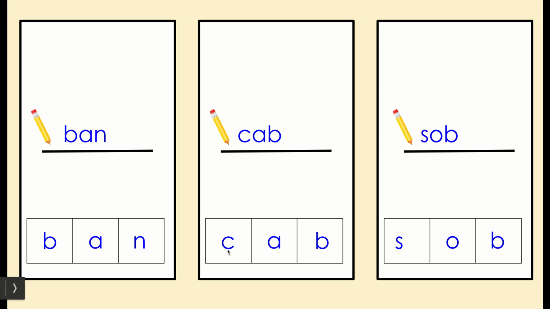The next word was cab. C-A-B. Cab has our sound B at the end of the word. And the last word we spelled today was the word sob. S-O-B. Again, check all three of your B's at the beginning of ban, at the end of cab, and at the end of sob, and make sure that the stick is on the left side of the letter.